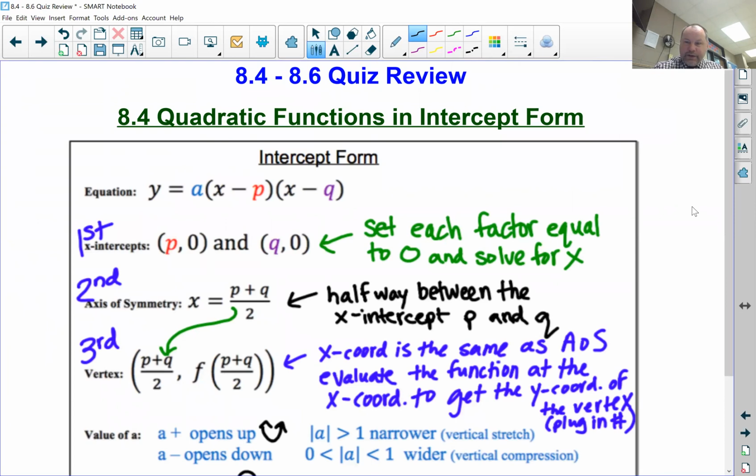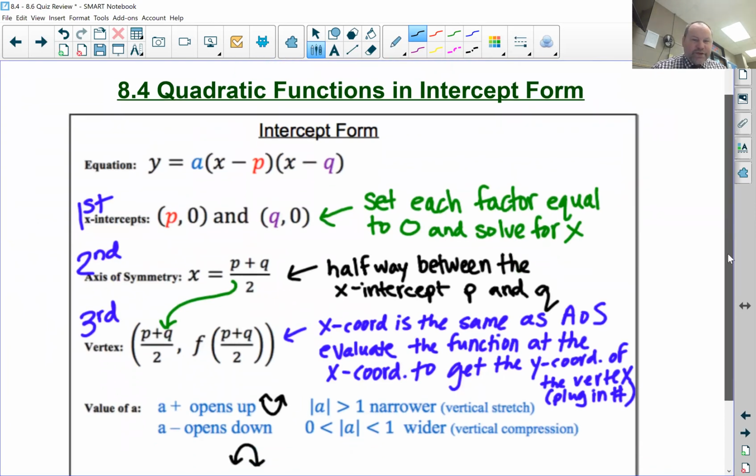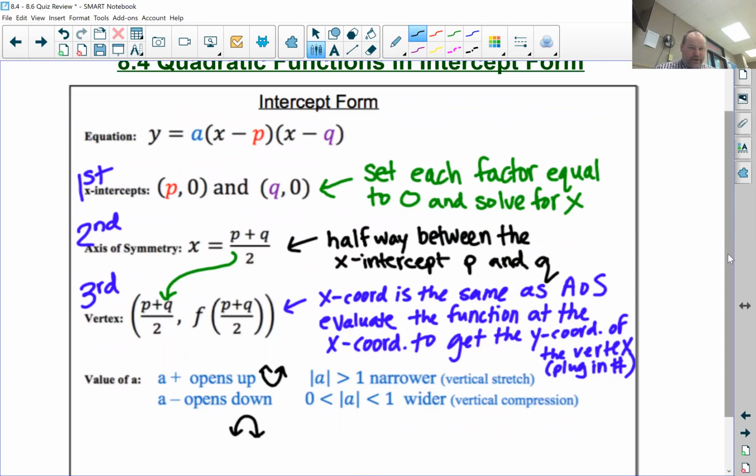All right. Again, in 8.4, we talked about intercept form, which is kind of a factored form of that quadratic: a(x minus p)(x minus q), where p and q are the x-intercepts. We could either take the x minus p, set it equal to 0 and solve for x, or just remember that we're getting the opposite value for our x-intercepts. If we know our x-intercepts, our axis of symmetry is going to be halfway between. So we can take p plus q and divide by 2.